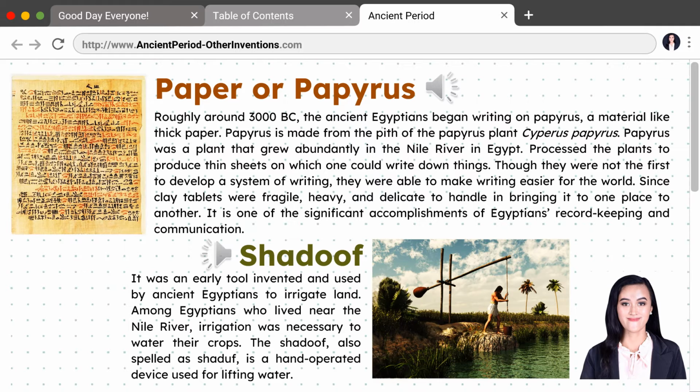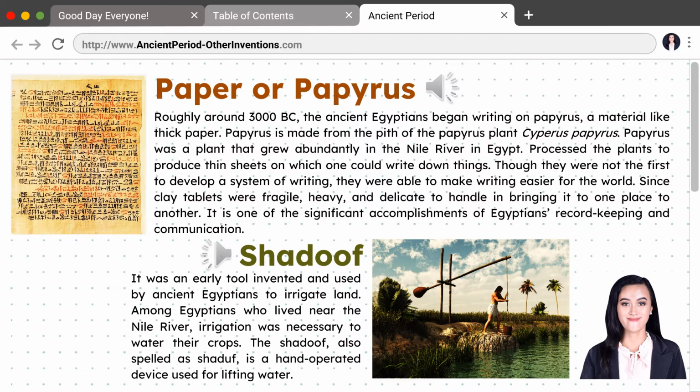Another invention in the ancient period is paper, or papyrus. Roughly around 3000 BC, the ancient Egyptians began writing on papyrus, a material like thick paper. Papyrus is made from the pith of the papyrus plant, Cyperus papyrus. Papyrus was a plant that grew abundantly along the Nile River in Egypt. They processed the plants to produce thin sheets on which one could write things down.